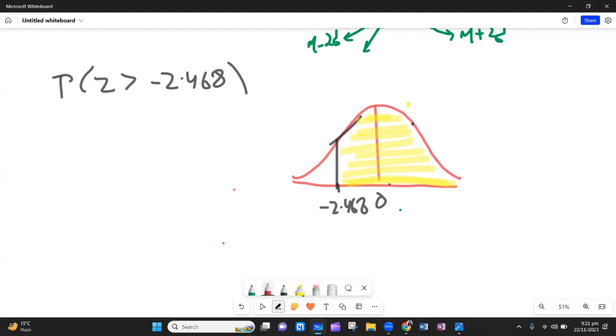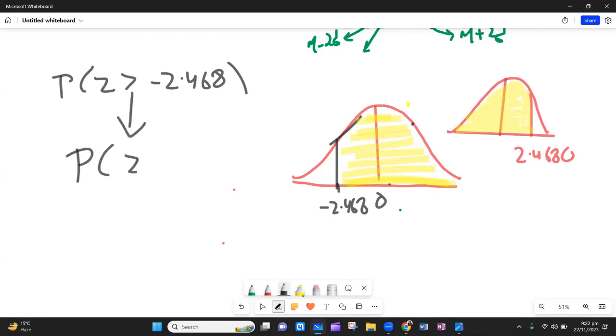So again we'll make use of the symmetrical nature of this curve and instead find the area to the left of 2.468. Will the answer be the same, ma'am? It will be the same, exactly the same area. So this would change into probability z is less than 2.468. Now not only did it become positive, it also became less than. So back to the table.